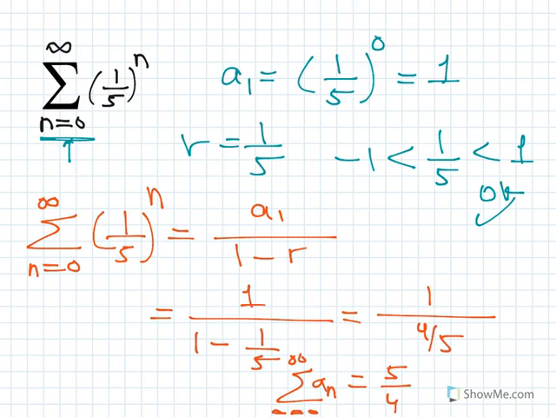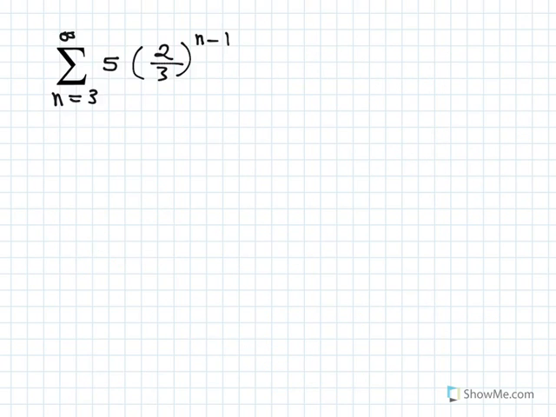So if you add all these terms from 1 to infinity, you're going to get the sum of 5 over 4. Because as you can see, the 1 over 5 is a fraction, and the more you put power on it, the smaller it's going to get. So it converges to 5 over 4. So this one converges to 5 over 4.